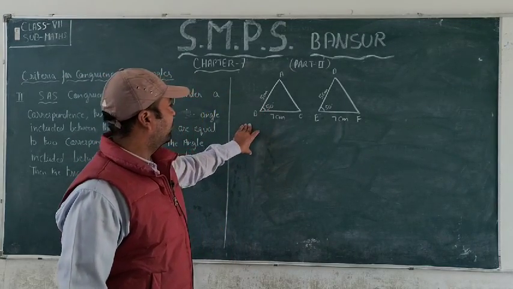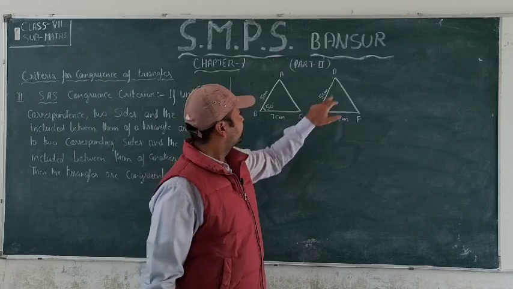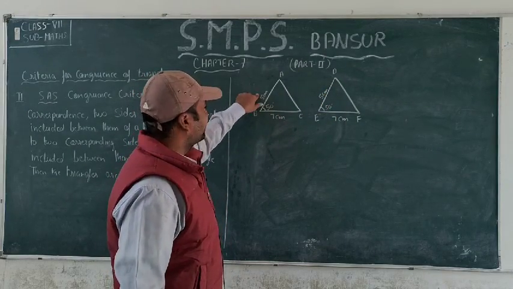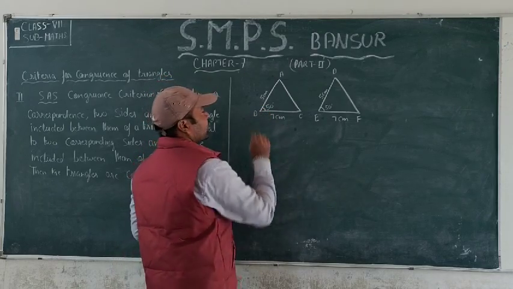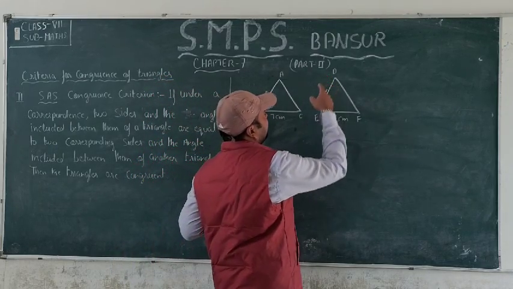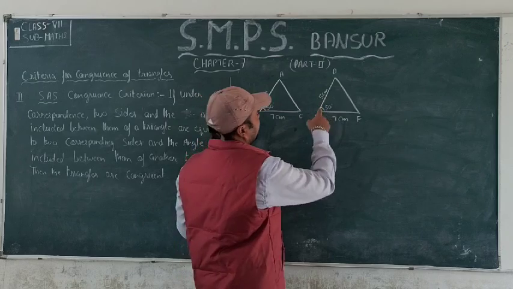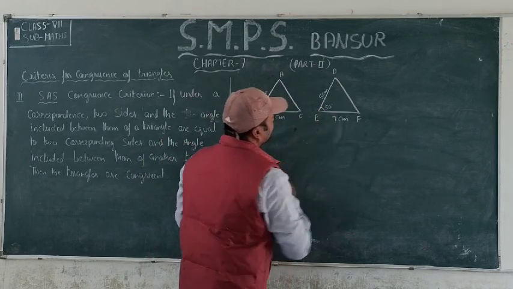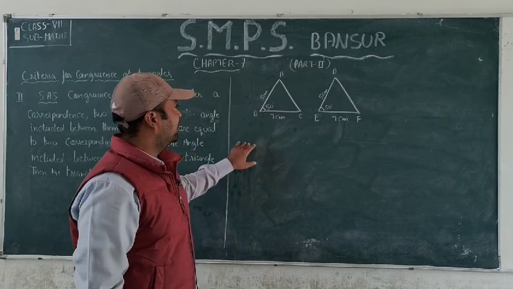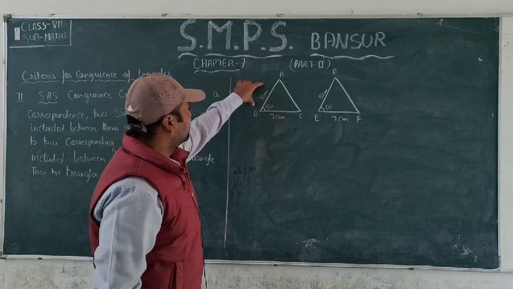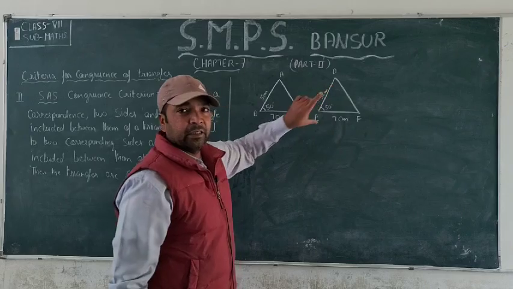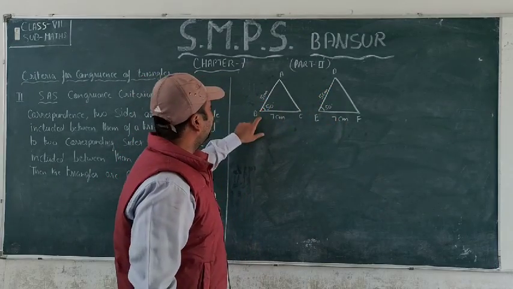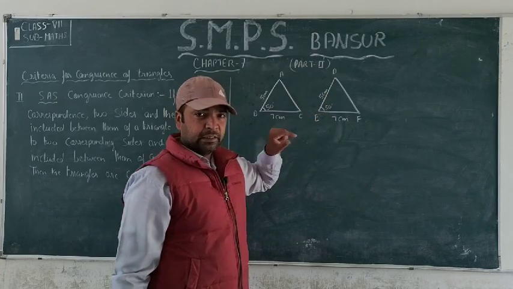Now an example from here: ABC is a triangle, DEF is another triangle. In this triangle, AB is 5 centimeter, angle B is 50 degree. Here DE is 5 centimeter, angle E is 50 degree. Length of BC is 7 centimeter, length of EF is also 7 centimeter. So we can say that AB and DE are corresponding sides. BC is corresponding to EF and angle B is corresponding to angle E.